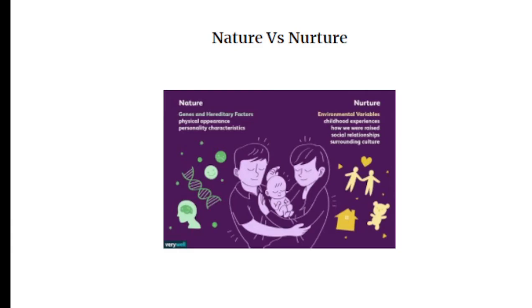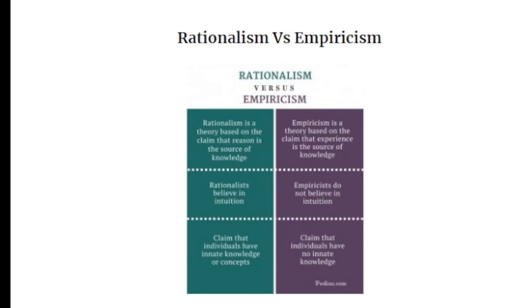And the part of nature doesn't tell anything. It assumes that only the genes and hereditary factors play a role. The environmental factors have no impact whatsoever. Okay, now next is rationalism versus empiricism. Again, weird technical terms, but it is an easy concept.